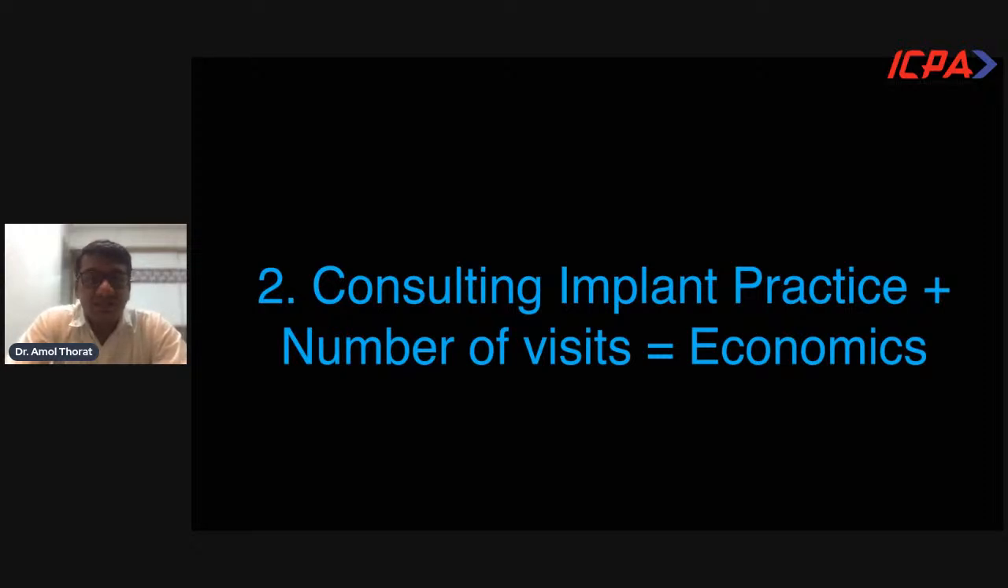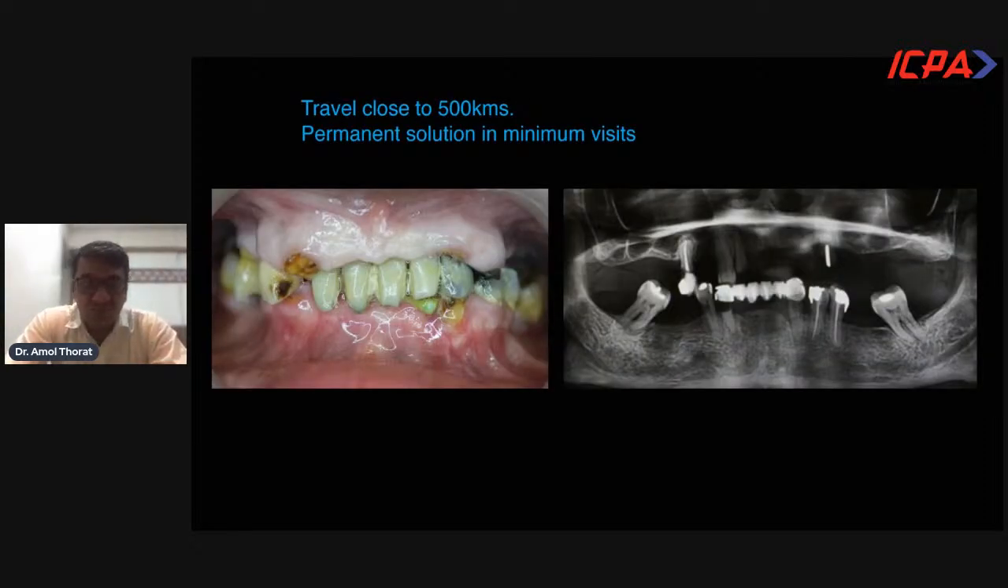Now, the second problem is consulting implant practice, for all those consultants who visit various clinics. As I told you, a higher number of visits will directly affect the final outcome financially. So we have to complete such cases in a minimum number of visits, right? This was one of the cases where I had to travel close to 500 kilometers to treat this patient. Of course it was not the only case that I went for, but again, we need to finish our cases in a minimum number of visits.